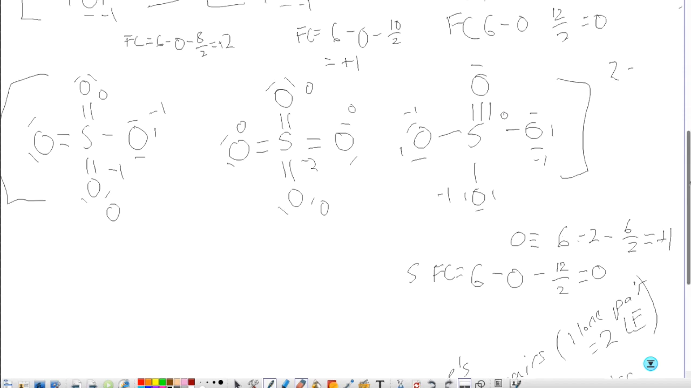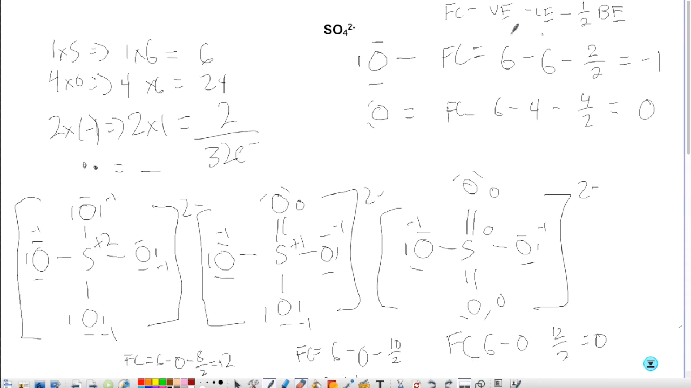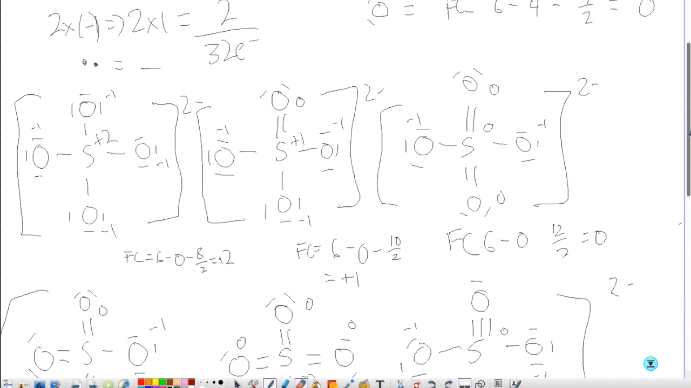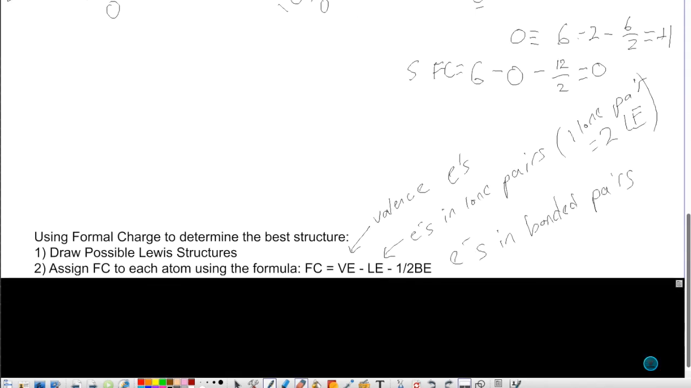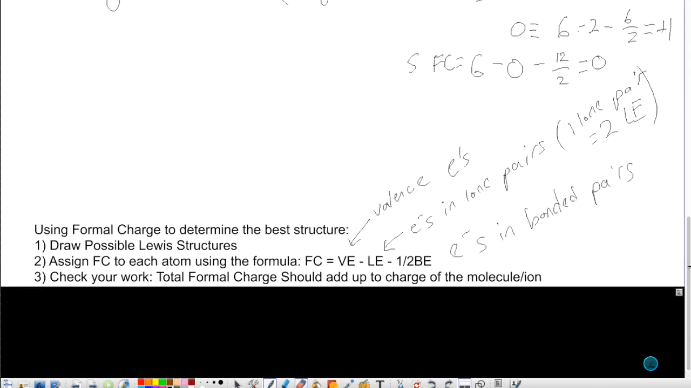So you can see right away that there are some trends, right? One of the things to keep in mind is, let's take a look at the total charge, all of the formal charges added together in this one. So that's 0, 0, 0, minus 1, 2 minus. This is 3 minus, plus 1 is 2 minus. This is 4 minus plus 2 is 2 minus. So the formal charges on all the atoms should always add up to the charge of the ion. That's a sort of check.